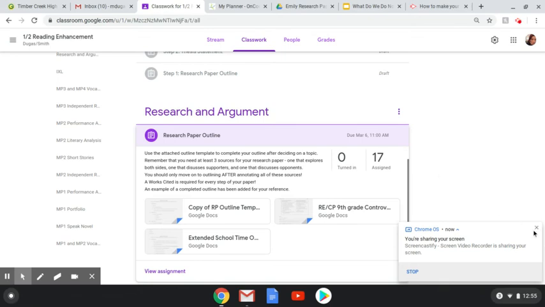Hey guys, so I'm going to walk you through how to write your thesis statement for your research paper. So the first step is to go into your outline. This is my sample outline. And you may also want to open this sample outline because it has the formula you can use in it as well.